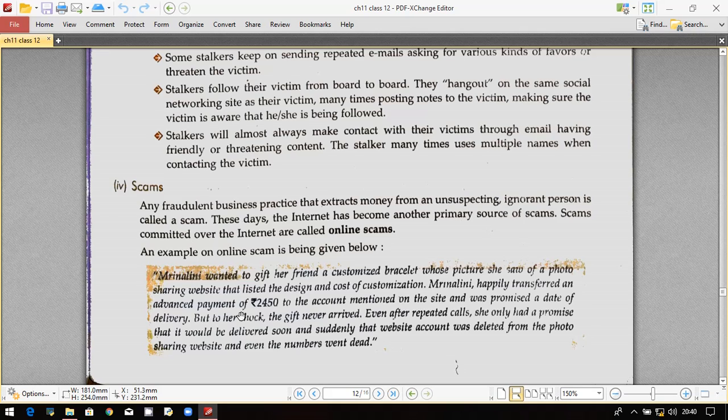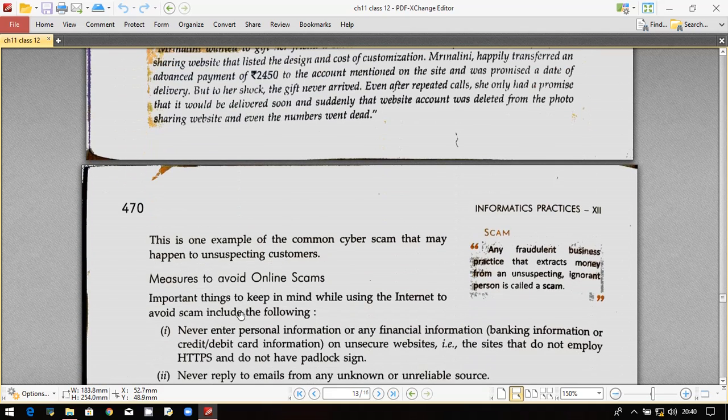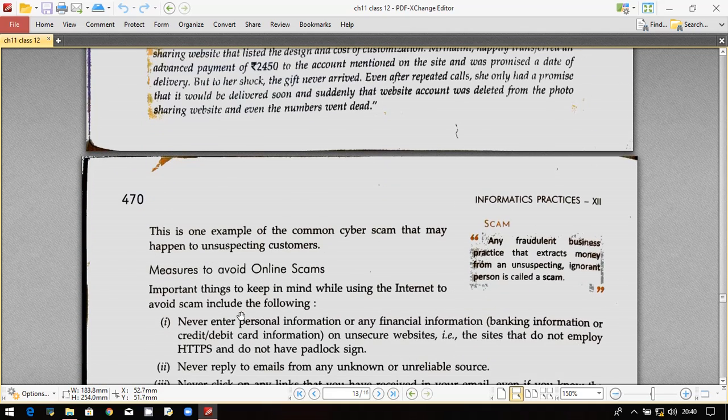That's why many times it is being reminded to you that whenever you shop over a website, just check whether that website is a genuine website or not. Don't just go for the baits or the offers offered by different websites. Just go and search for the genuine websites, and then only purchase certain articles over there. This is an example of an online scam. The next thing is measures to avoid online scams.